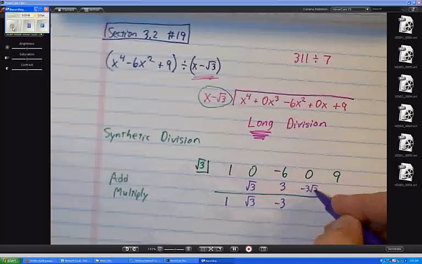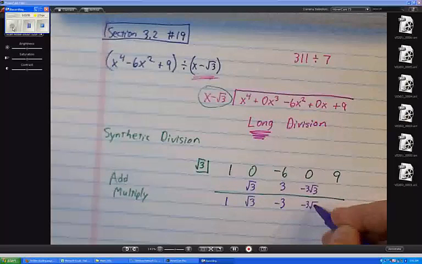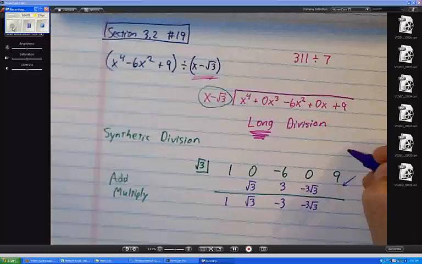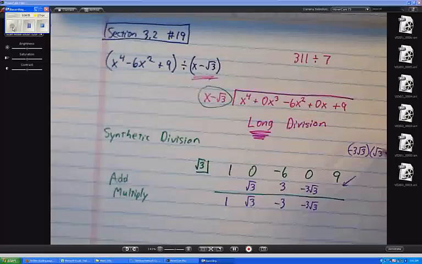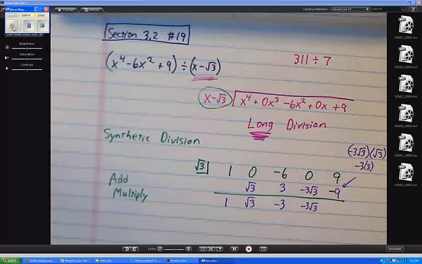Let me add negative 3 square root of 3. Let me multiply. Now that's a little more work, right? So let's see, what do you get when you do negative 3 square root of 3 times square root of 3? Negative 3 times 3 is what? Negative 9. Hey, that's nice. You know what that means? I get 0 for my remainder.